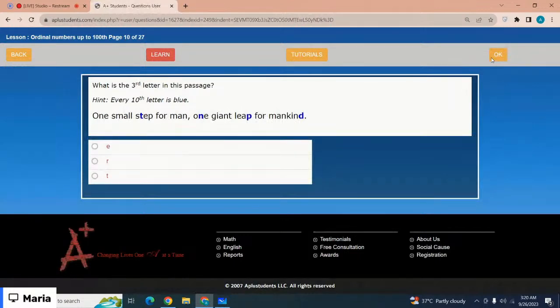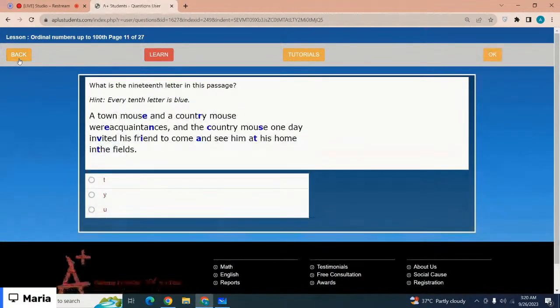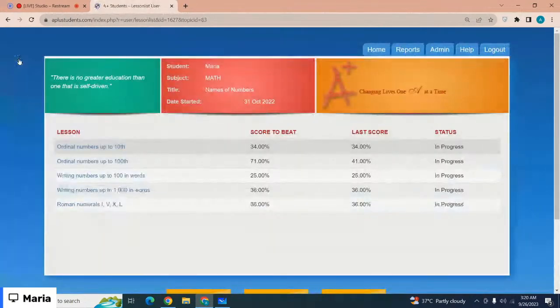What is the third letter in the passage? Yes, very good. That would be E, right? Okay, you can complete the lesson by yourself later today. So let's just start with the next lesson. You can complete the rest of the questions by yourself later today.